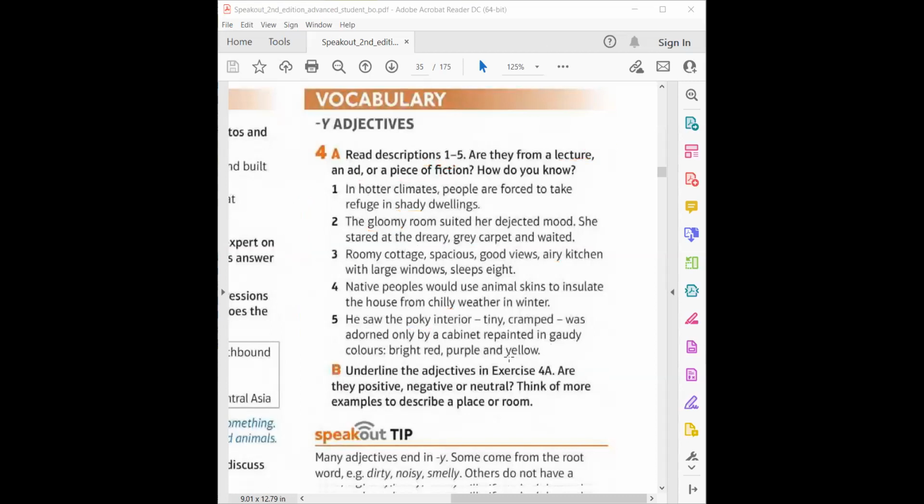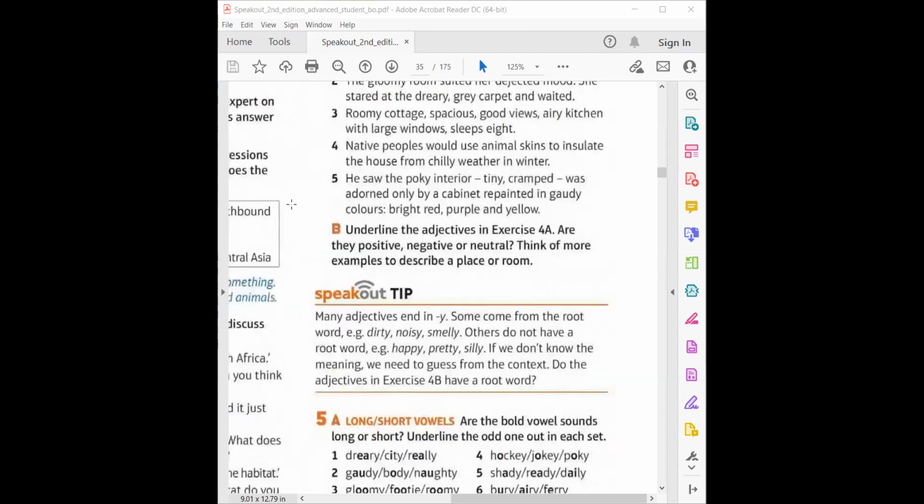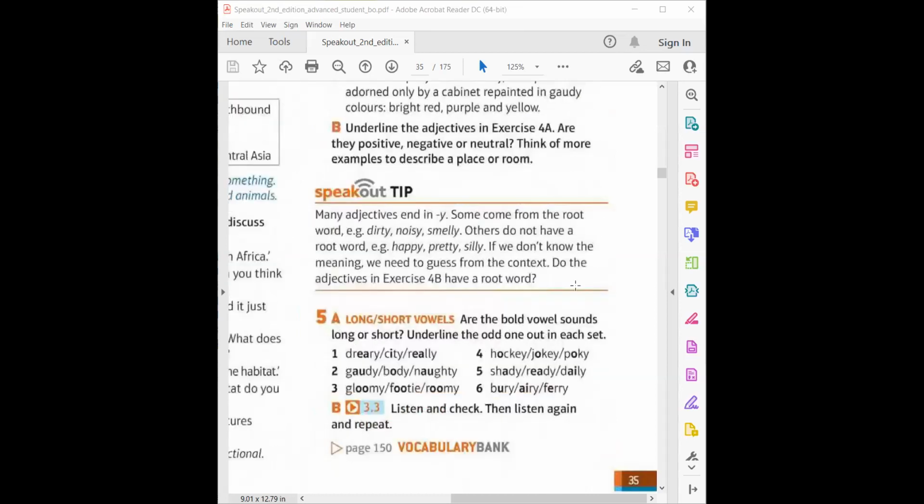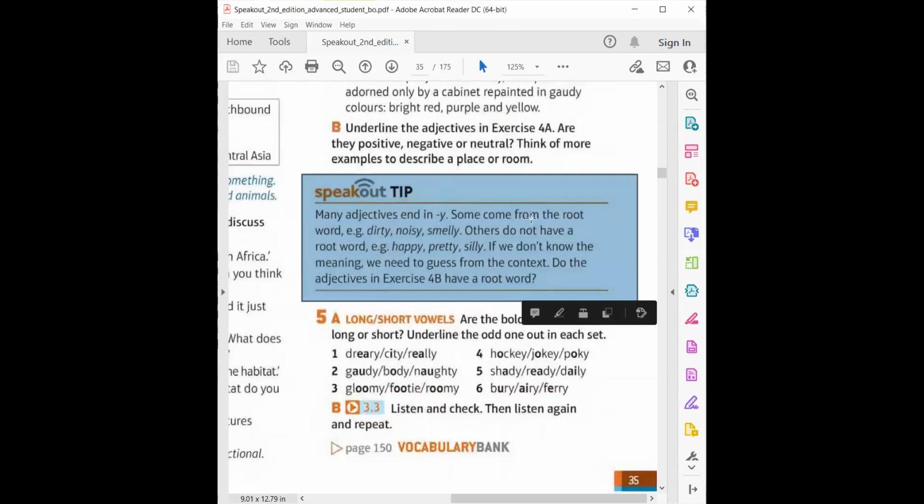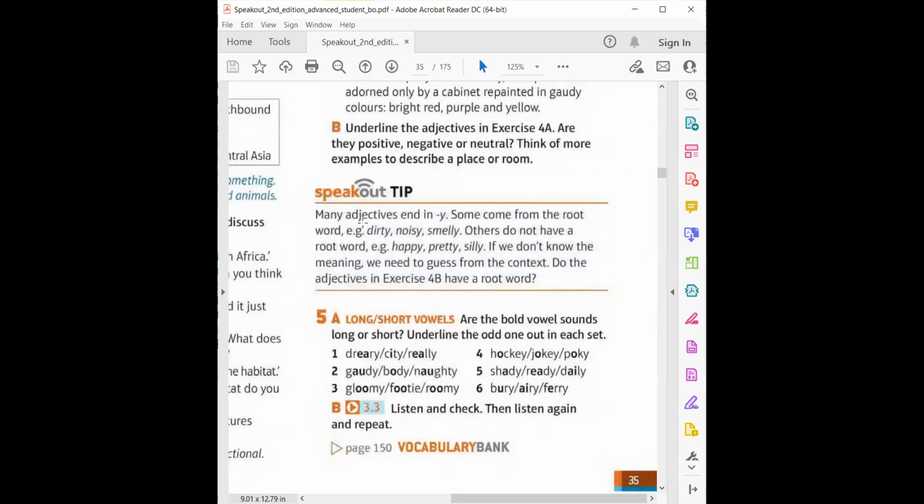All right, so what's special about these kinds of adjectives? Here we have the speak out tip. Many adjectives end with Y, and some come from a root word. For example, dirty comes from the noun dirt. Noise, noisy. Smell, smelly. Others don't have a root word. For example, happy, there's nothing called hap. Pretty, silly. So if you don't know the meaning, you need to guess from the context, exactly like what I told you yesterday, context clues.